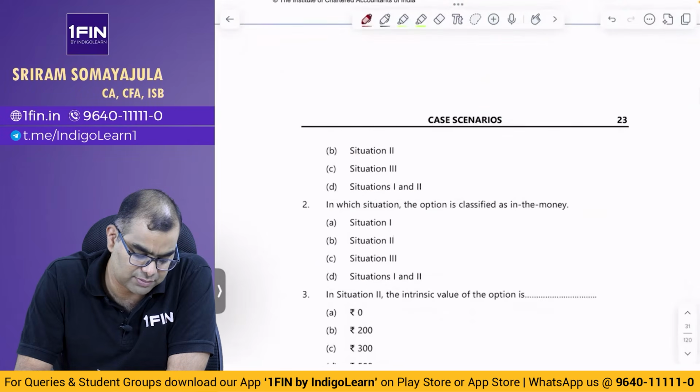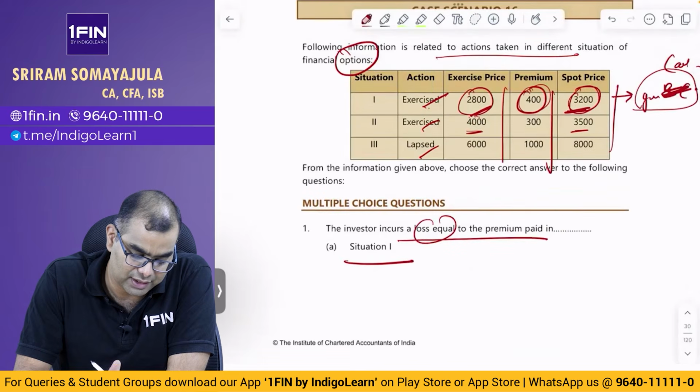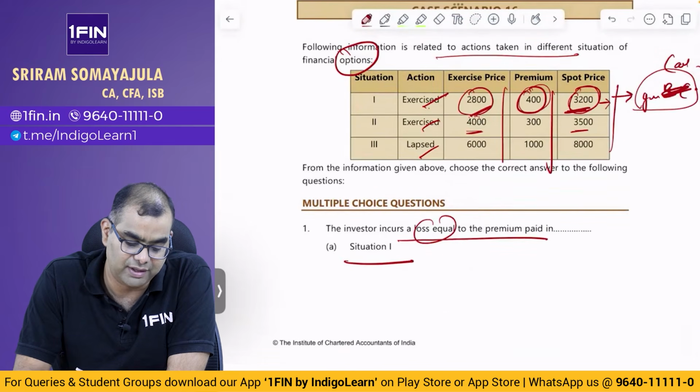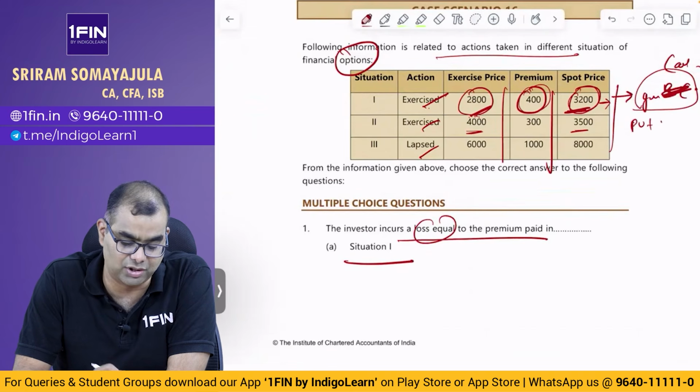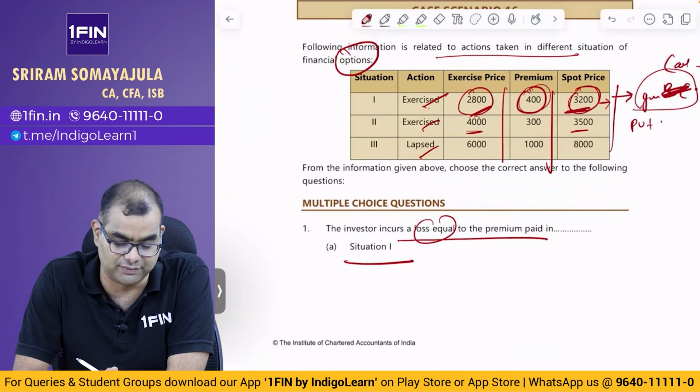In which situation is the option classified as in the money? Correct. This is where it is in the money. Why? Because I have a right to buy. This is a put, boss. See, in both the situations, it is in the money only because it differs on perspective.